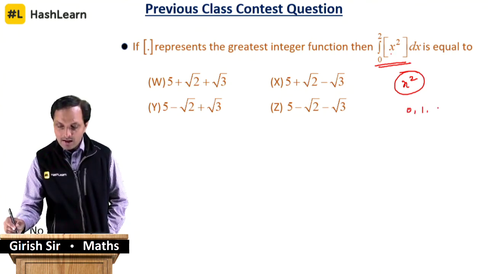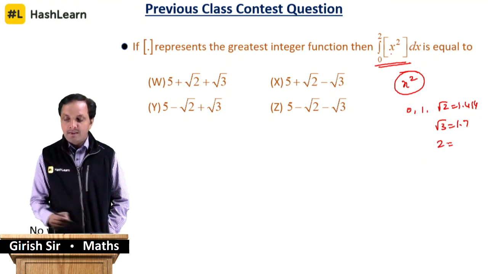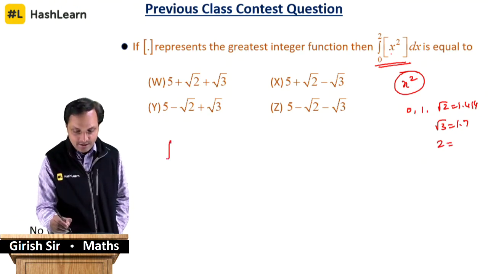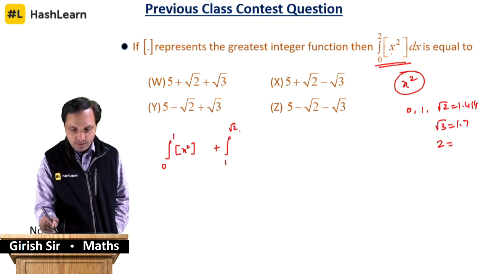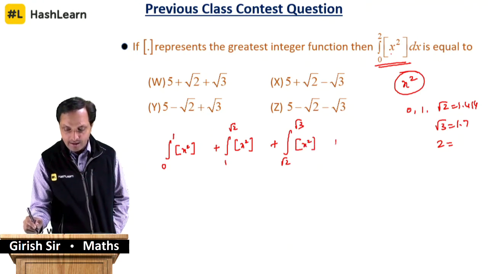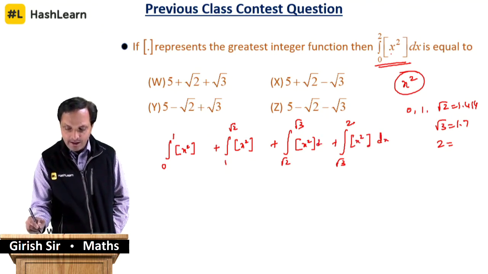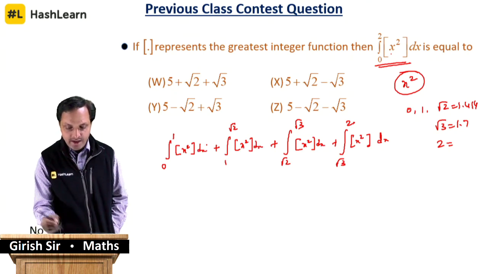1, and then √2 is 1.414 and √3 is 1.7 and 2. So you need to split here: 0 to 1, greatest integer x square; 1 to √2, greatest integer x square; √2 to √3, greatest integer x square; √3 to 2, greatest integer x square dx. So everywhere dx will come by default.